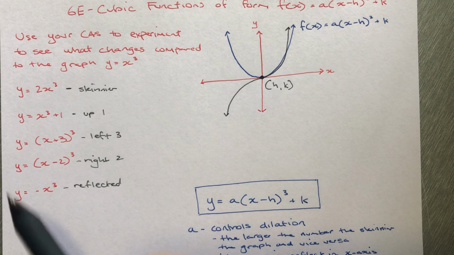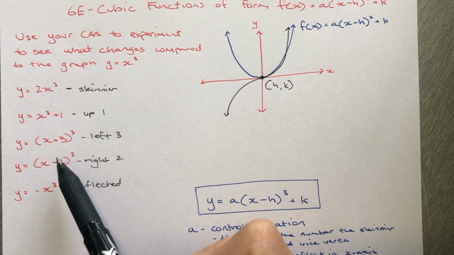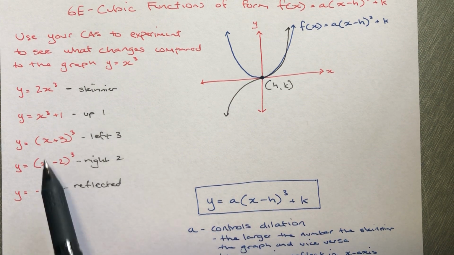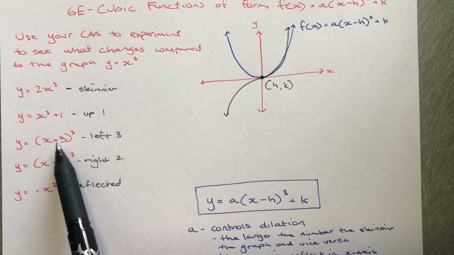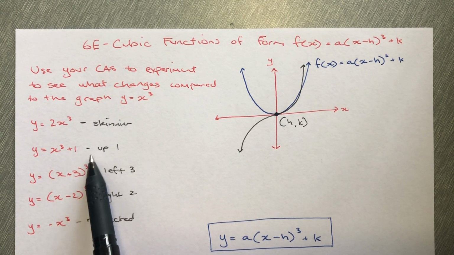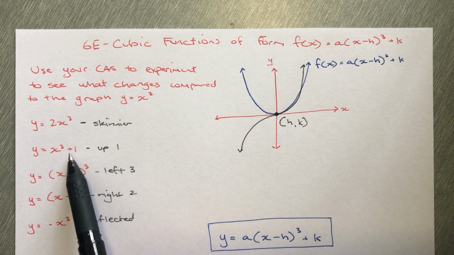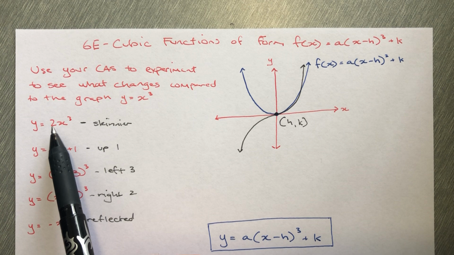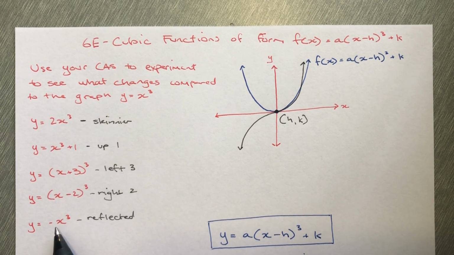Alright, so after we've had a look at all these ones, we should be able to kind of know a little bit what these numbers actually do. So we can see these ones inside, they were moving it to the side. So this one moves us left, this one moved us right. This number at the end here, that moved us up. It could potentially move us down as well if it was negative. This number out the front here is controlling how fat or skinny our graph is. And if there's a negative out the front, that might reflect it as well.